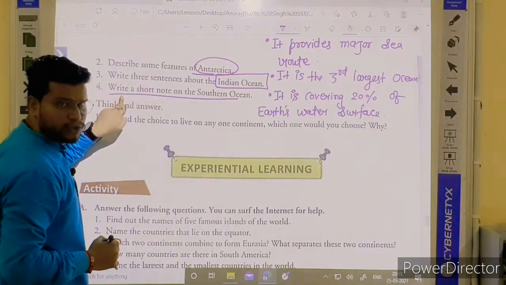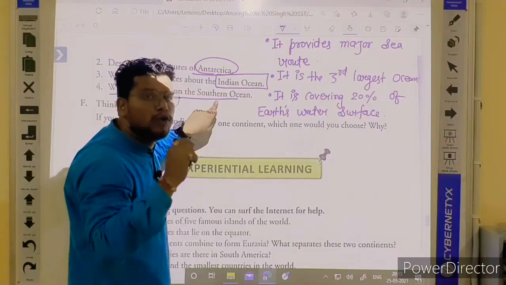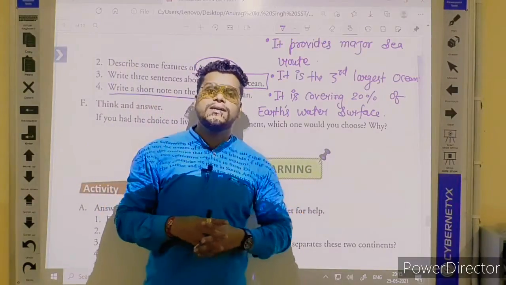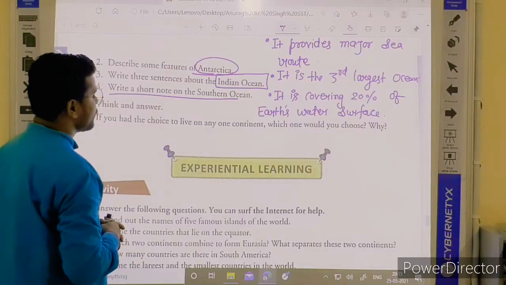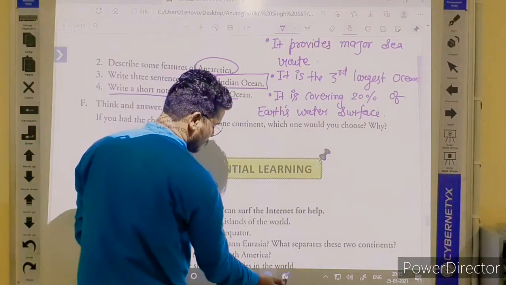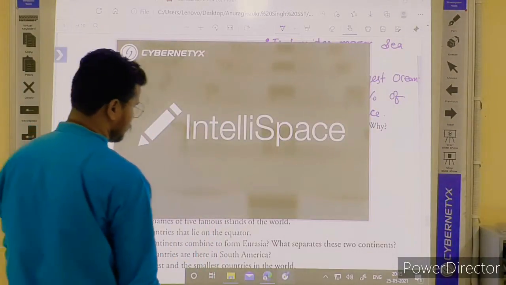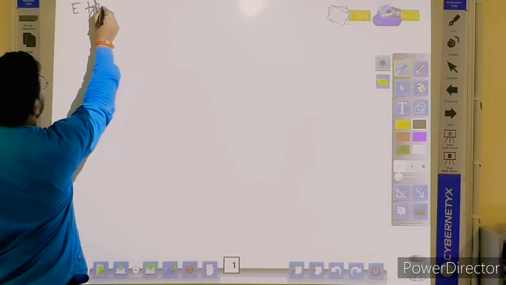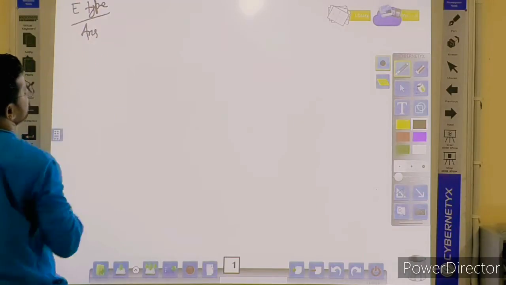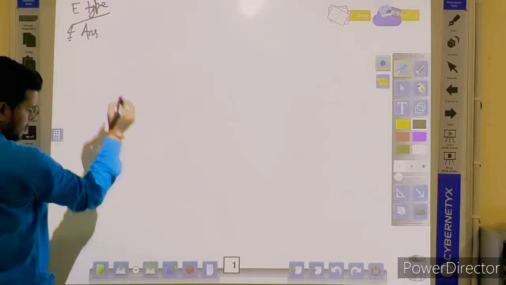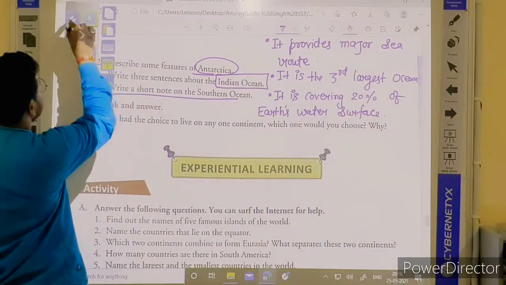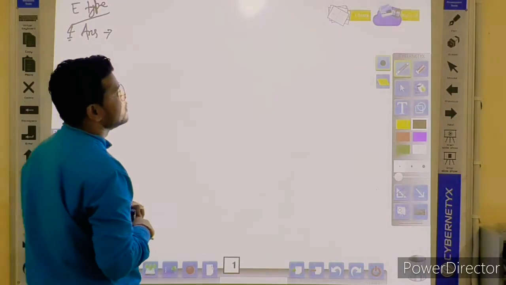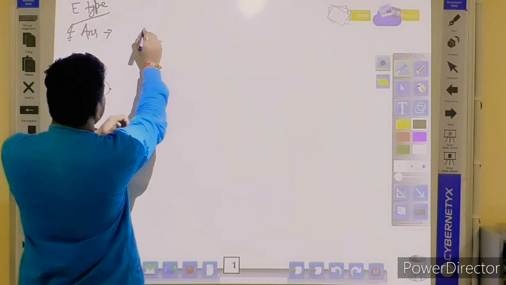Write a short note on the Southern Ocean. Southern Ocean means Antarctic Ocean. Okay student? Southern Ocean means Antarctic Ocean. So write the question and answer, fourth answer. Let us check fourth or third. Yes, fourth answer. And I am writing about Southern Ocean.